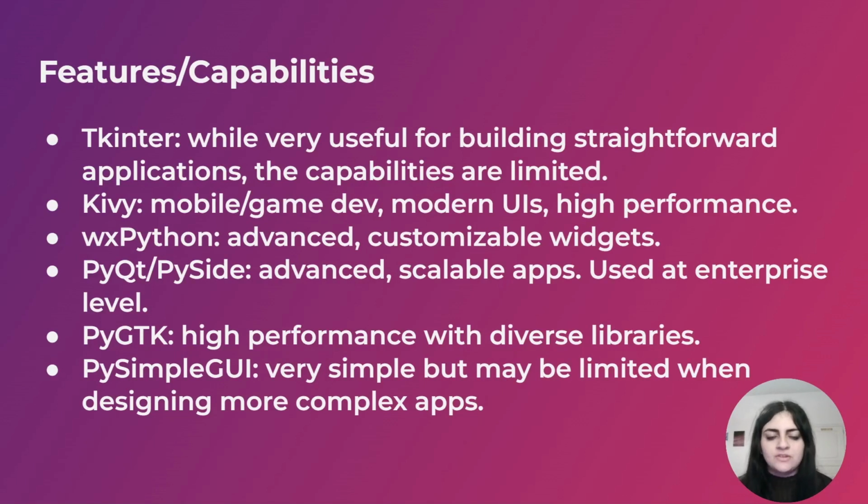So the next factor we should take into account is the features and capabilities. Of course, when you want to choose a library to build a certain app, this will depend on what this library is capable of. So for example, Tkinter, while it's very useful for building these simple, straightforward applications, as I have shown on my channel in several videos, the capabilities are limited. If you are trying to build a very large application that is super complex, Tkinter is not the one for you. On the other hand, Kivy, let's say for example you want to build a mobile application or a game that you can have on your mobile, then definitely Kivy is the one to go. Here there is no question about it.